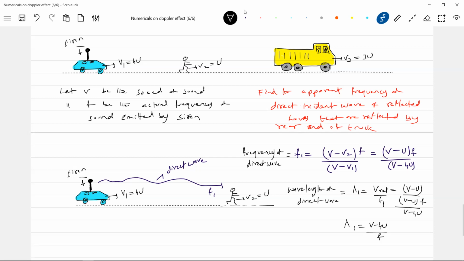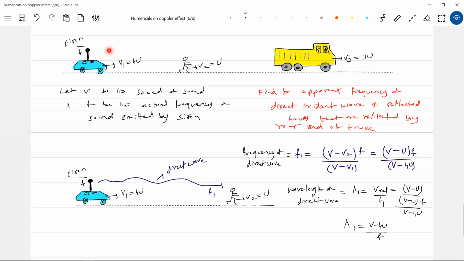Okay, let's talk about the indirect or reflected wave now. First, the waves emitted will reach the rear end of the truck. The rear end of the truck will be like a secondary observer, receive the waves, and reflect them back. So the rear end of the truck behaves like a secondary observer with respect to the source, and like a secondary source with respect to the person. First the waves are received by the rear end of the truck and reflected, and the reflected waves are incident on the person.